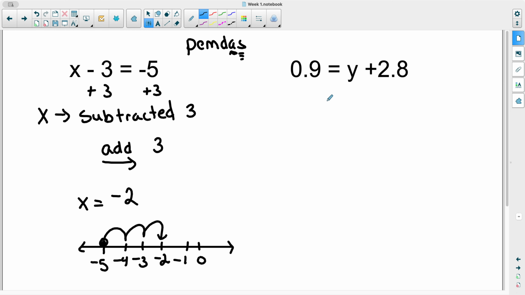Now we're going to go to the second problem. What is happening to Y? Well, Y is being added to 0.8. What's the opposite of addition? So we need to subtract 2.8.